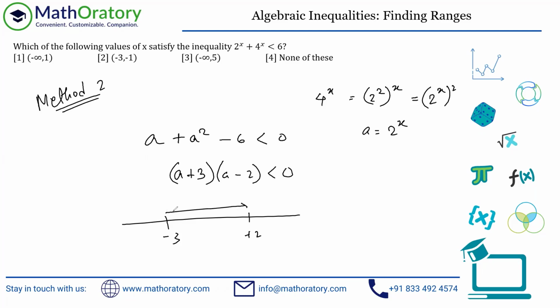So this is the range that we are interested in. So a should be lying between minus 3 and 2. So what it implies is that 2 to the power x should lie between minus 3 and 2. Now the interesting thing is that the lower bound is irrelevant, because any power of 2 will always be positive. I mean, it can never be negative for x being any real number. So we are just concerned about this part, 2 to the power x less than 2.